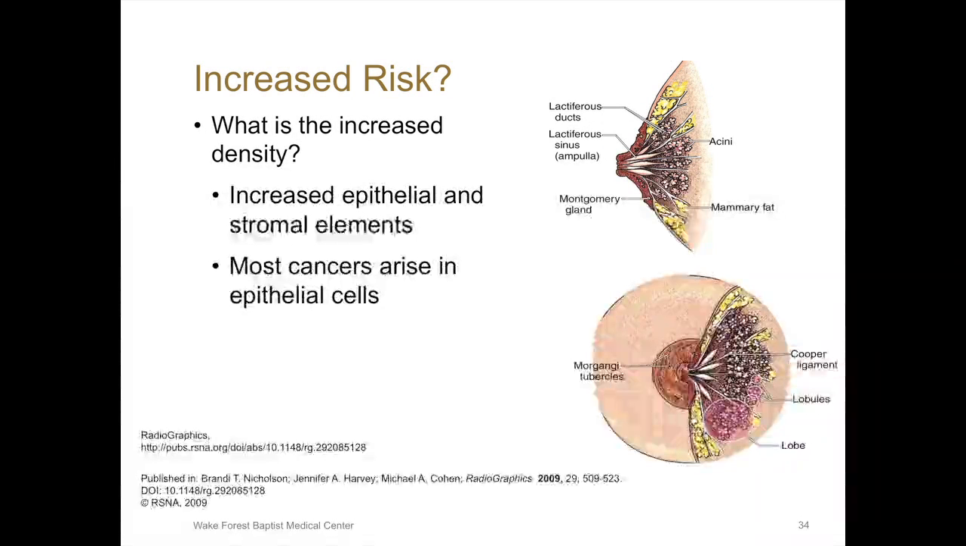And what about this concept of increased risk? Well, first of all, what is that increased breast density? What does it represent? What it represents is increased epithelial and stromal elements. So most cancers arise in epithelial cells, so if you have more of those, it would follow you're at an increased risk.